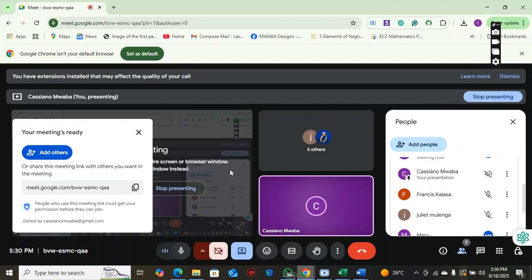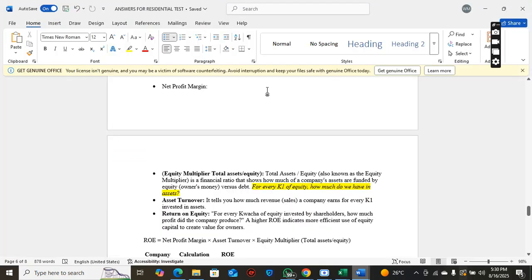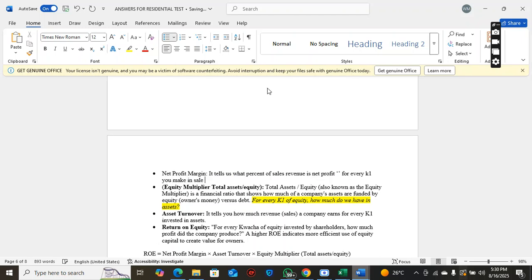Yes, the net profit compared to the sales revenue. It tells us what percent of sales revenue is net profit. Or for every one quarter you make in sales, how much net profit you get. Okay, colleagues?